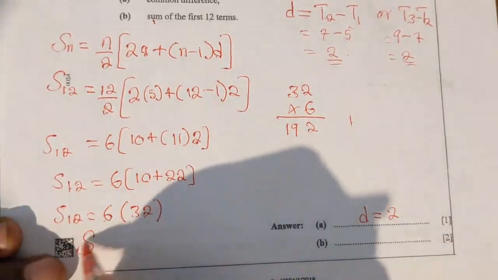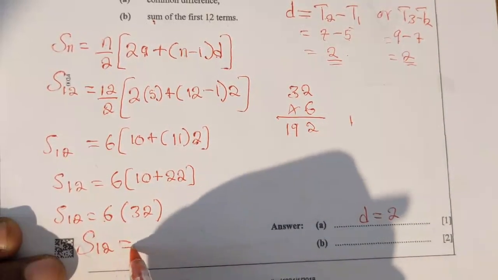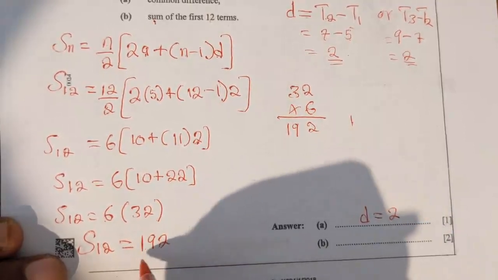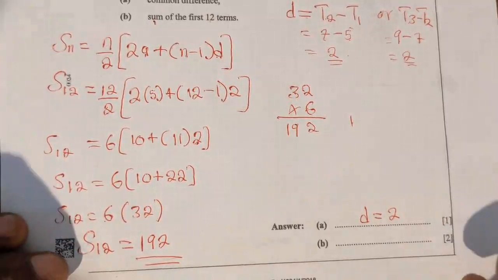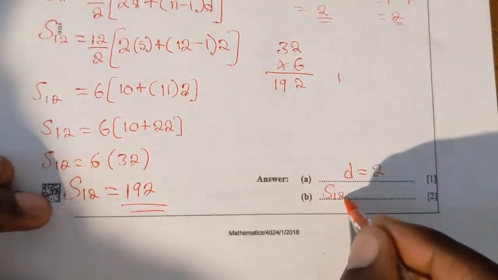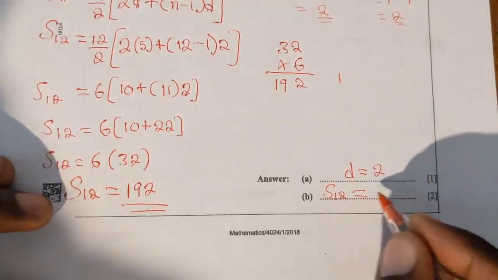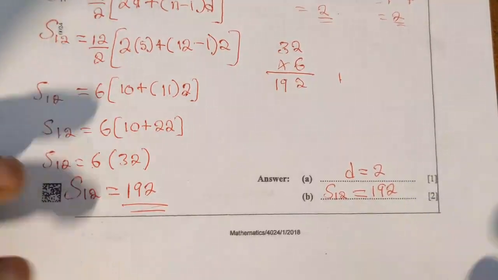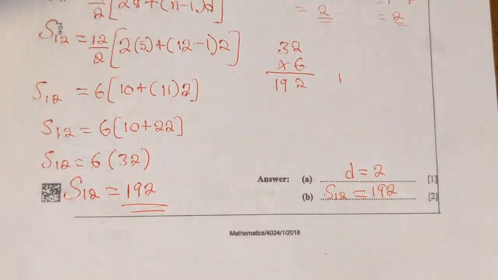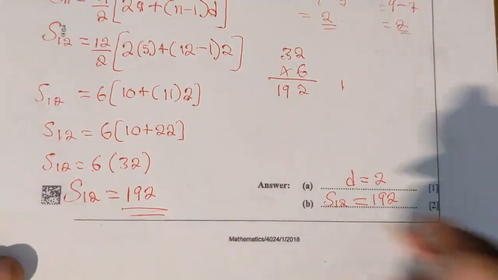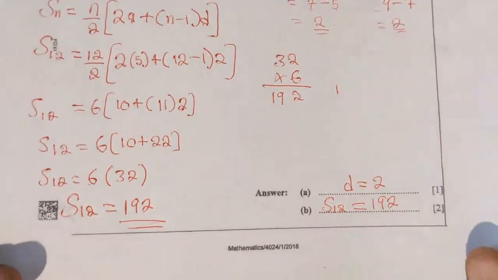So the answer, the sum of the first 12 terms, is 192, like that. So this is the answer. So 192, you just put it here. So S12 is equal to 192. So you know, we are getting the marks, we are winning. This is what you are going to do in your exam. When you find these questions, make sure that you understand.